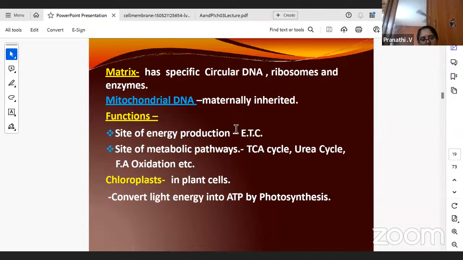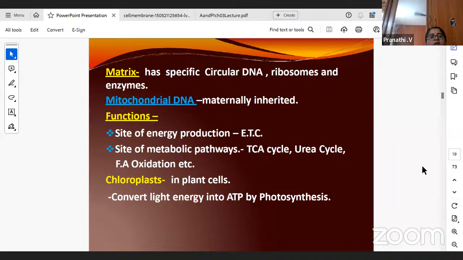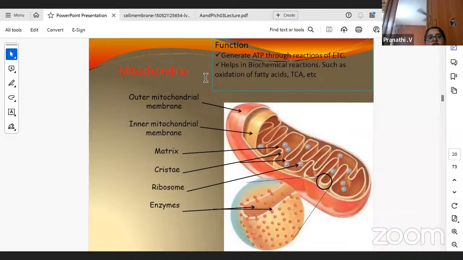So what exactly is the function of mitochondria? Like I told you, energy production, all your metabolic pathways, your Krebs cycle, urea cycle, fatty acid oxidation, beta oxidation, all of it takes place in your mitochondria. Now, when it comes to chloroplasts, chloroplasts are present only in plants. They help in the conversion of energy, which is coming from the light, into ATP. This is done by photosynthesis.